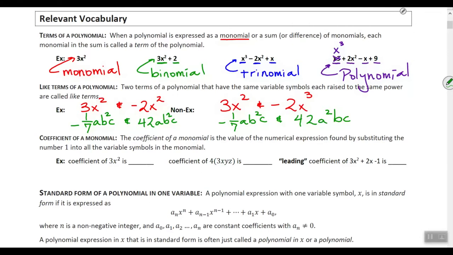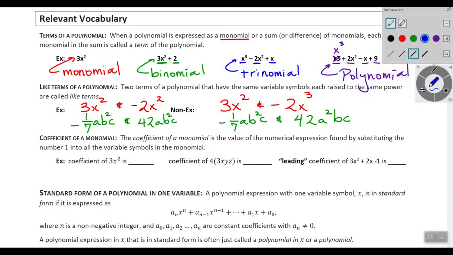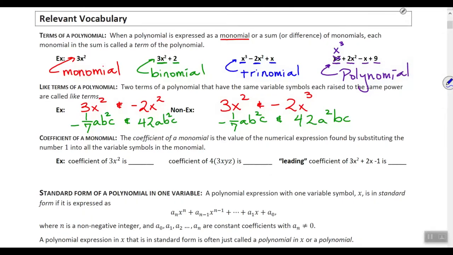Now another really important vocabulary word for us is what is meant by a coefficient. A coefficient is the value of the numerical expression found by substituting the number 1 into all the variable symbols in the monomial. The simplest way to think about a coefficient is it's the number in front. So the number in front is 3. That's the coefficient of 3x squared.